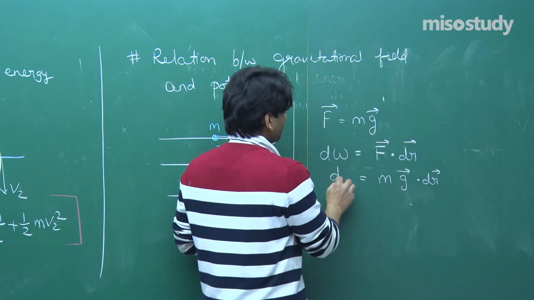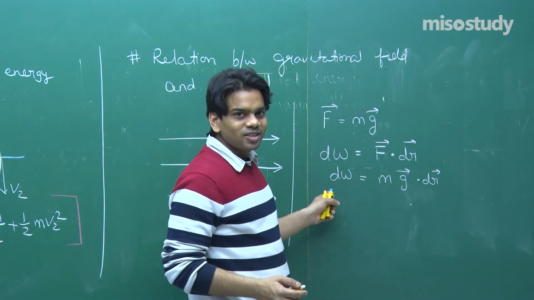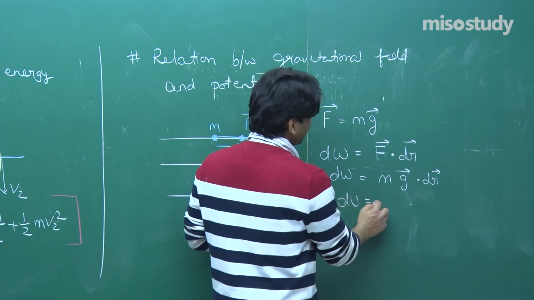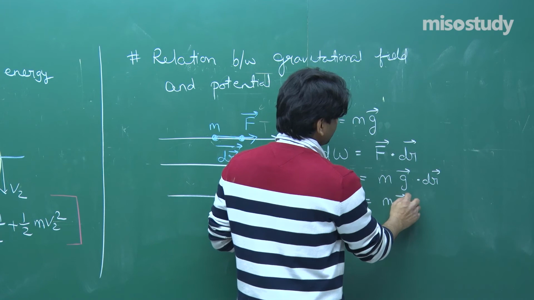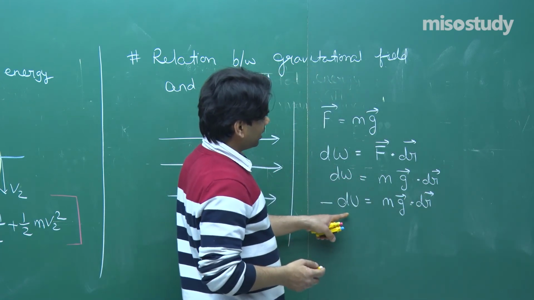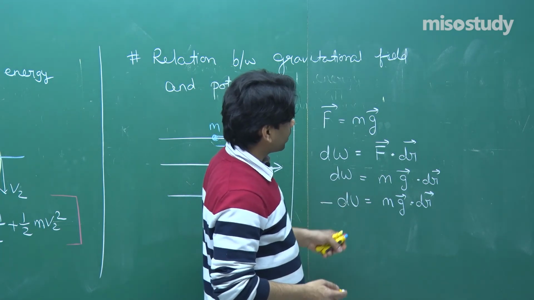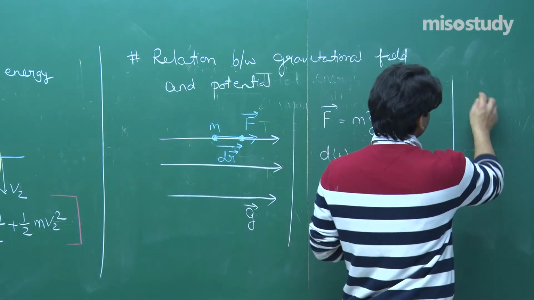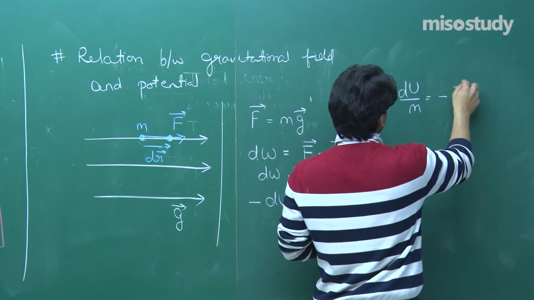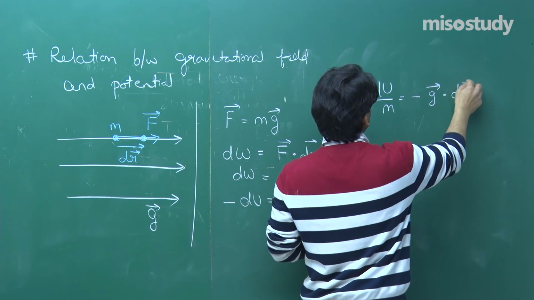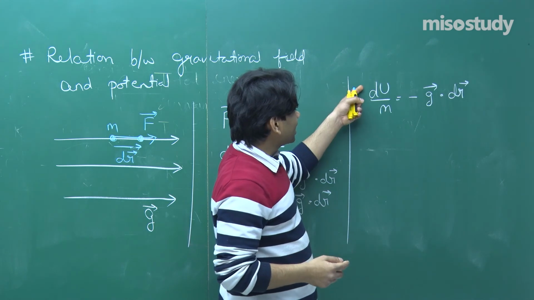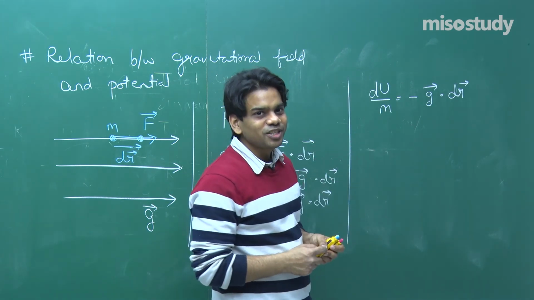Now work done by internal force is equal to negative of change in potential energy. So can I write this as minus dU is equal to mg dot dr? Not a problem. Now if I take this m here, dU by m will be equal to minus g dot dr. I am going mathematically correct. Change in potential energy with respect to mass will give you change in potential.